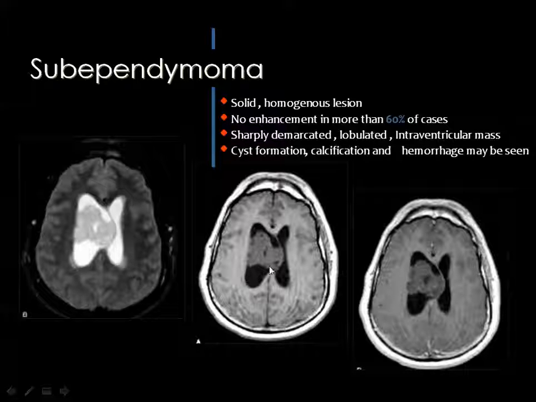This is a T1 weighted image, and you see an intraventricular tumor in the right lateral ventricle of intermediate signal, and increased signal in the T2 weighted image. After injection of contrast media, you can see that the tumor does not show any pattern of contrast enhancement.